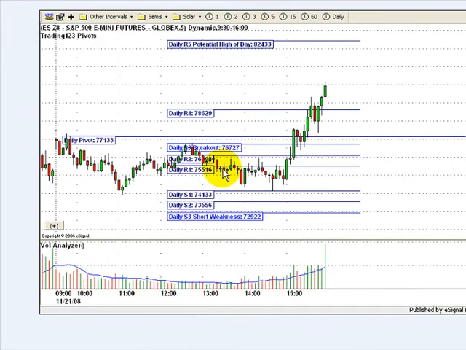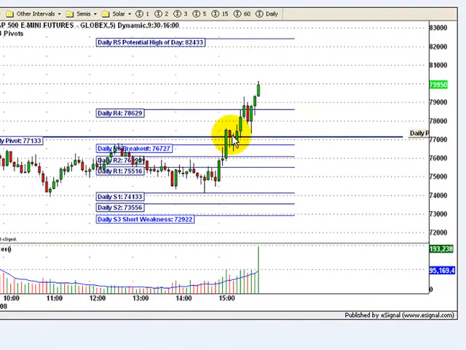So basically, this is pretty much all choppy trading here in intraday. And then the big breakout happened going into the last 2 hours, where the futures ran from 770 all the way to 790 for a 20-point gain.